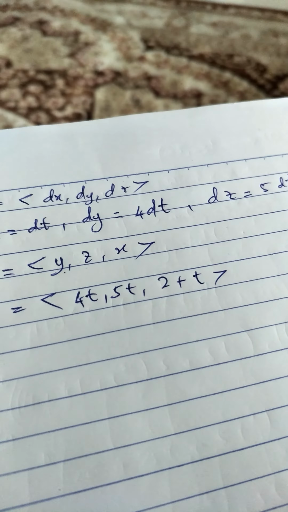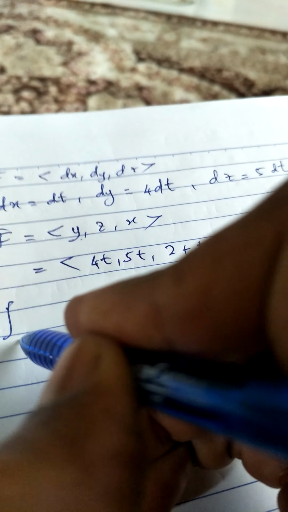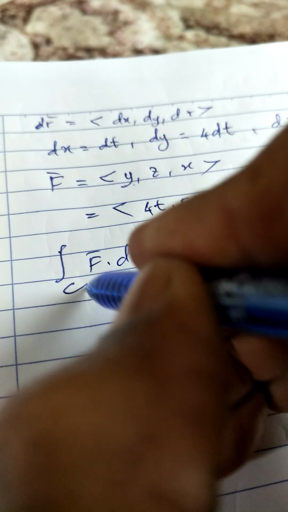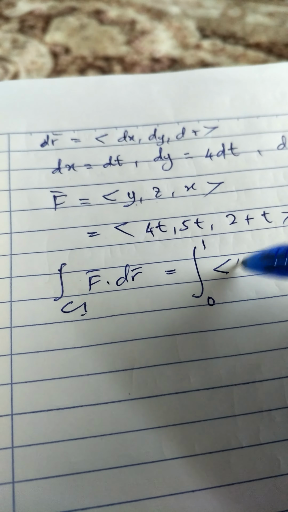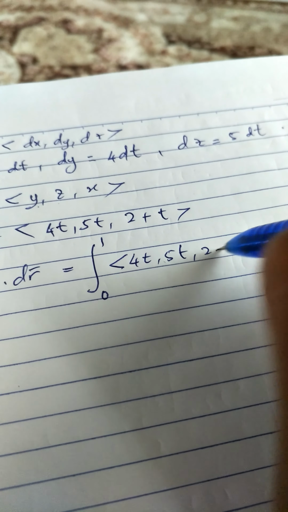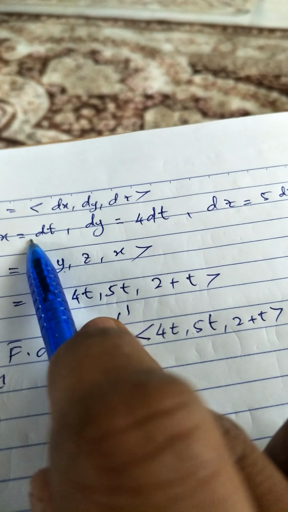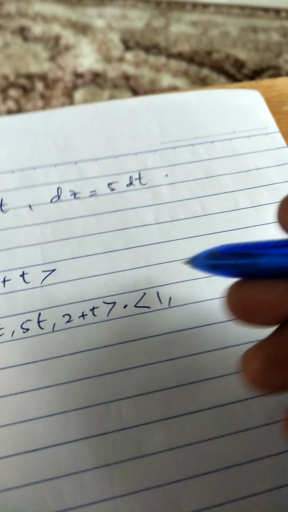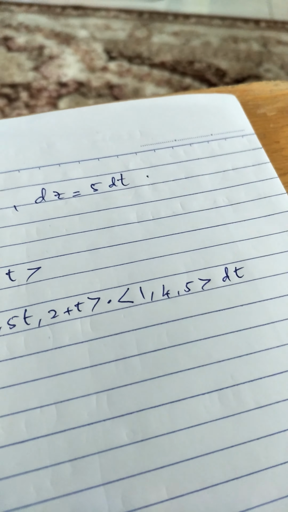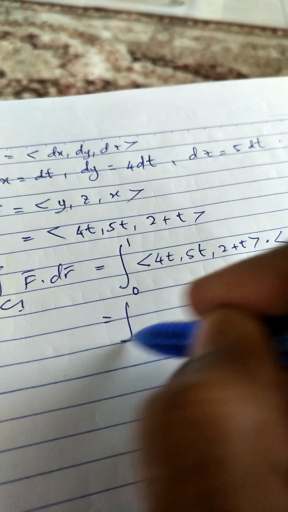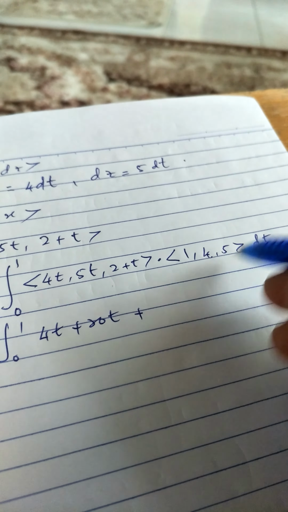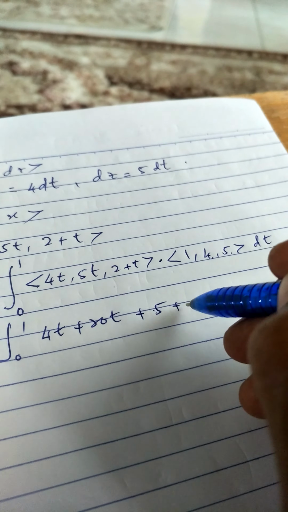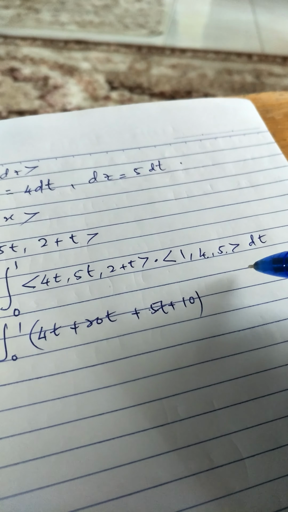So the integral over C1 of f dot dr is the integral for t from 0 to 1 of (4t, 5t, 2 + t) dot (1, 4, 5) dt. Solving this, we have 4t plus 20t plus 10 plus 5t, correct, dt.